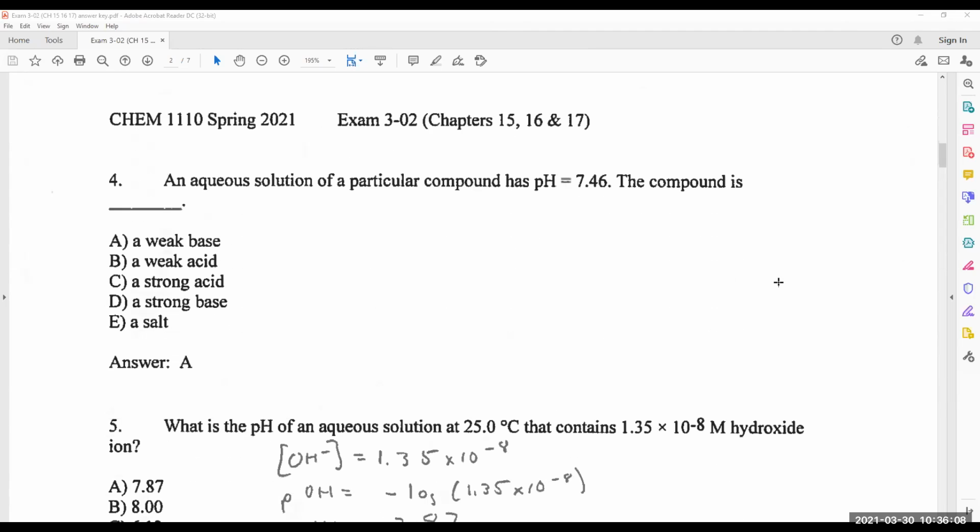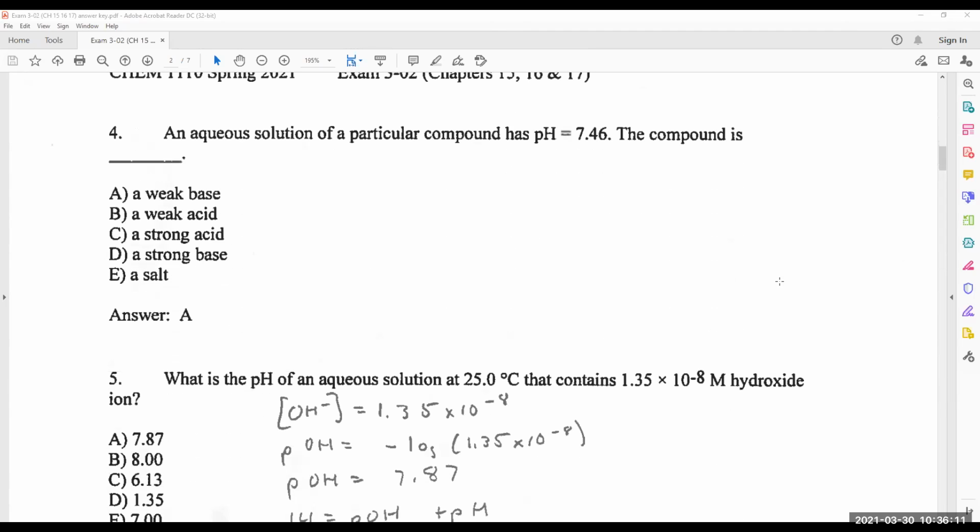Okay, number 4. We have an aqueous solution, and we're told that the pH is 7.46. Then we want to know, what is this mystery compound? And the answer is it's a weak base. Since the pH is above 7, we know it's a base. And since it's around 7-ish, it's not a strong base. A strong base would maybe be 10 or 12, something like that. So the answer is weak base.